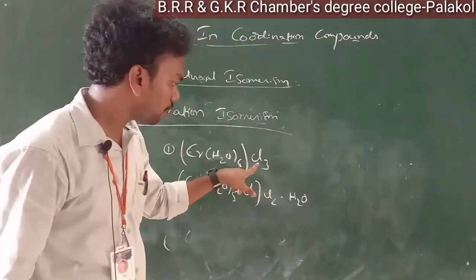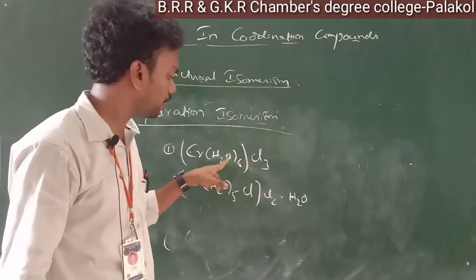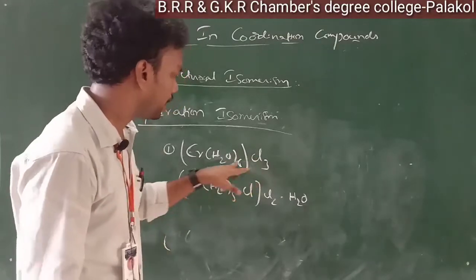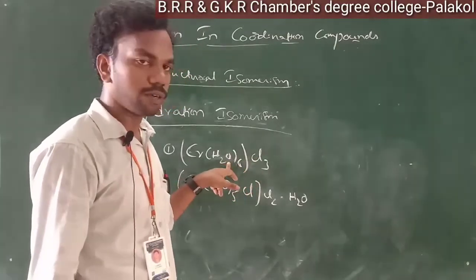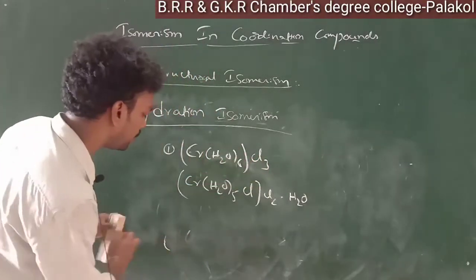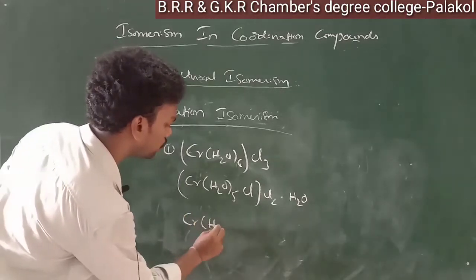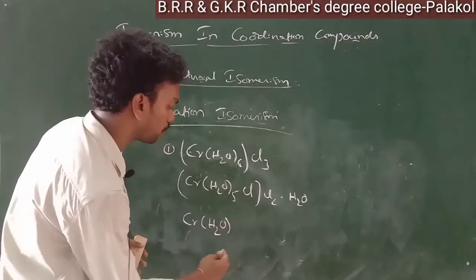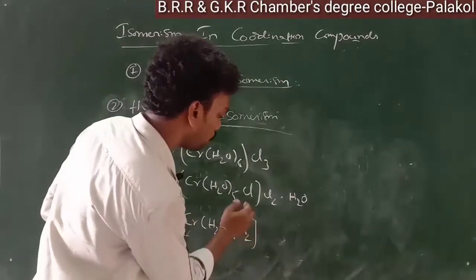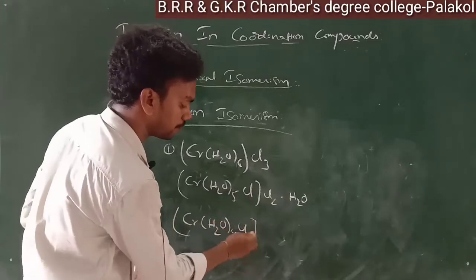Here one chlorine is replaced by one water. One of the H2O molecules is replaced with this chlorine. That means here there is an interchanging of solvent molecule and chloride. And taking a third one, this time I am replacing 2 water molecules. So the coordination number remains the same, here 6, 5 plus 1 is 6, 4 plus 2 is 6, right?